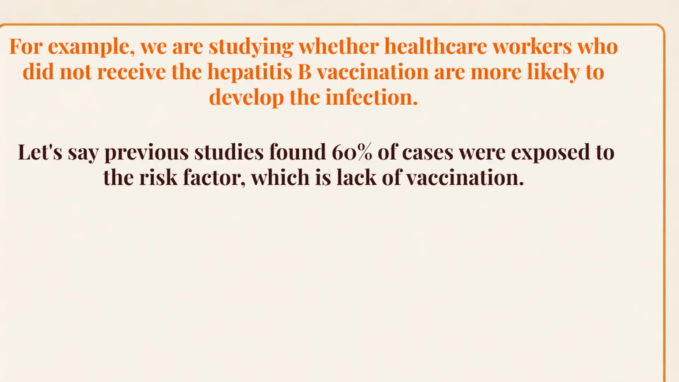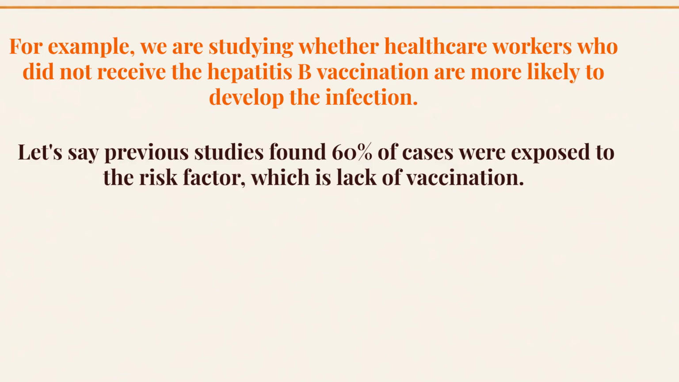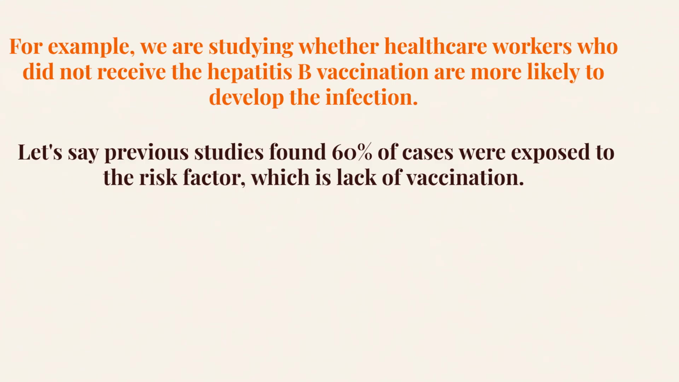So for example, let's say a paper says that they found that 60% of the cases were unvaccinated, were exposed to the risk factor, which is lack of vaccination. You're going to change it to proportion, which is going to give you 0.6, and that 0.6 is what you're going to use for your calculation.